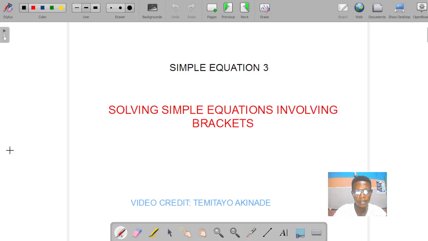Today we're going to be looking at the topic still under simple equations: solving simple equations involving brackets. Now, we have looked at various scenarios. We have looked at the basic concept of solving simple equations. We have looked at collecting terms. Now I want to go further and look at simple equations involving brackets. So follow me as we go into this course module.